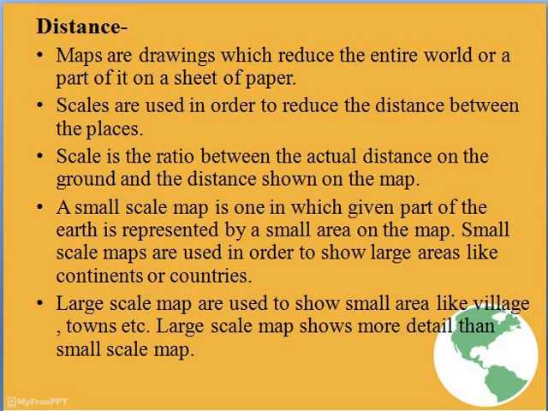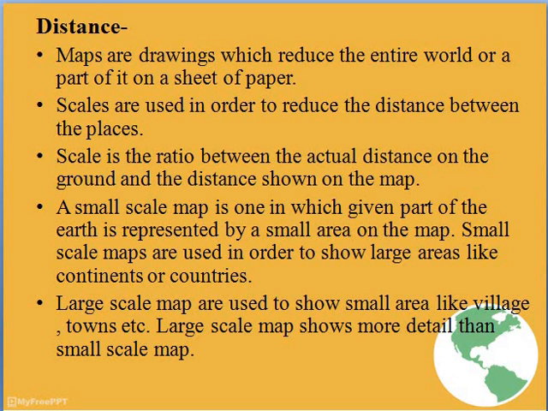There are two types of scale: number one is a small scale and number two is a large scale. A small scale map is one in which a given part of the earth is represented by a small area on the map. That means small scale maps are basically used to show continents or countries.